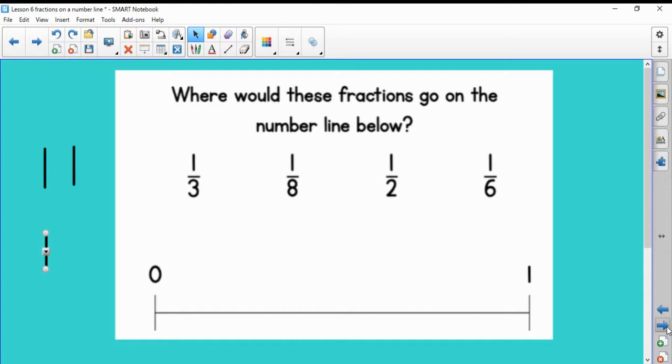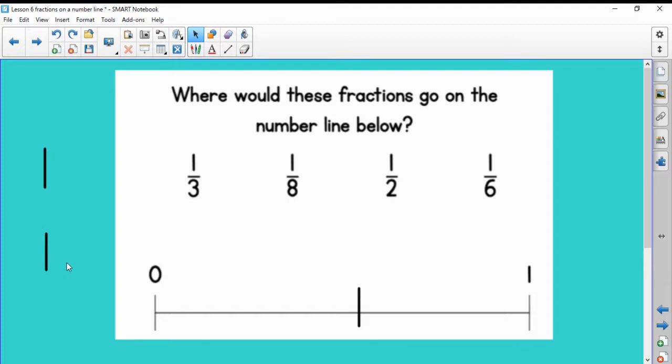Now, where would these fractions go on the number line below? It's a little bit tricky. The line hasn't been cut into sections. Now, which fraction do you think is the easiest to start with? Well, I think a half is the easiest fraction. And I'm going to split the number line in half. Then I could put my fraction half in the middle.